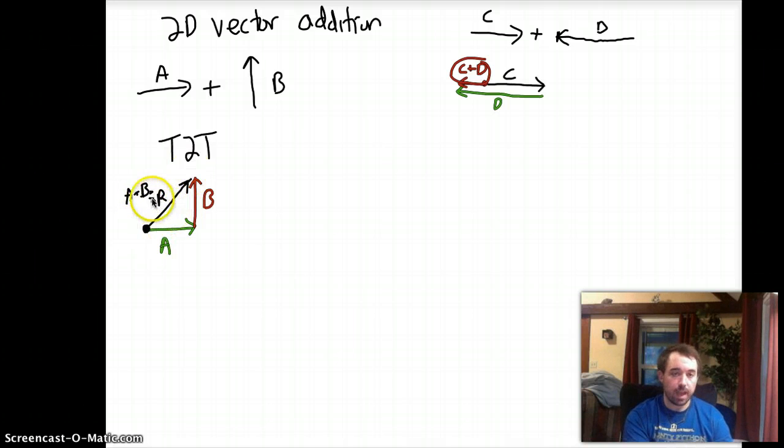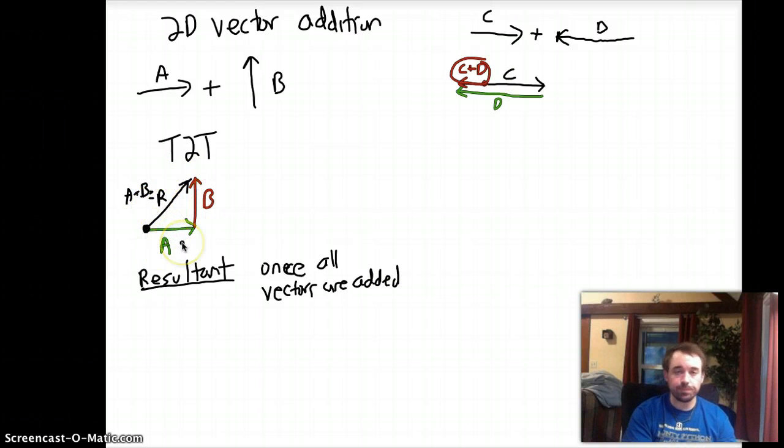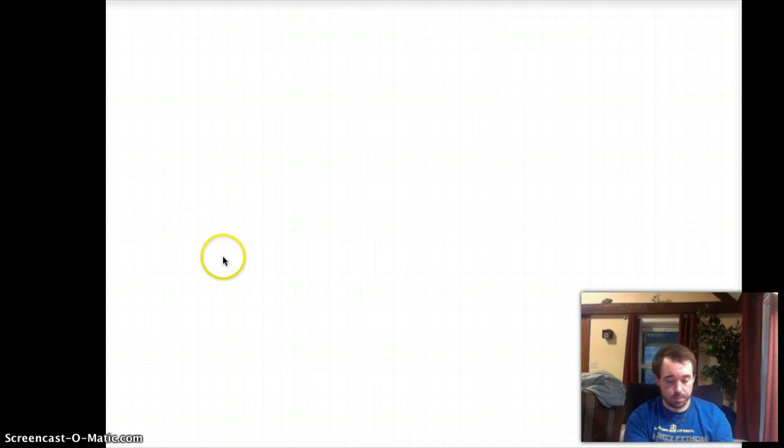So this black vector has its own name. We've been saying the word result, but really it's actually a little bit longer. It's called the resultant. The resultant is essentially the result once all vectors are added. It's our final vector. So C plus D would be the resultant. This R is the resultant of A plus B. So what do we do with that? How do we get this number? Well, let's look at an example.